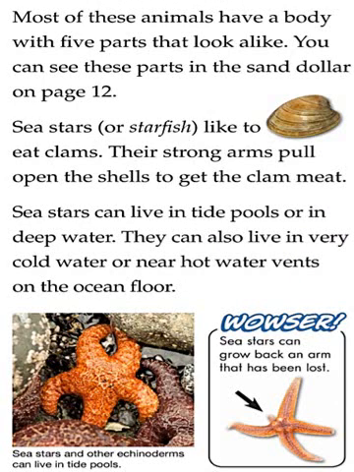Most of these animals have a body with 5 parts that look alike. You can see these parts in the sand dollar on page 12. Sea stars, or starfish, like to eat clams. Their strong arms pull open the shells to get the clam meat. Sea stars can live in tide pools or in deep water. They can also live in very cold water or near hot water vents on the ocean floor.